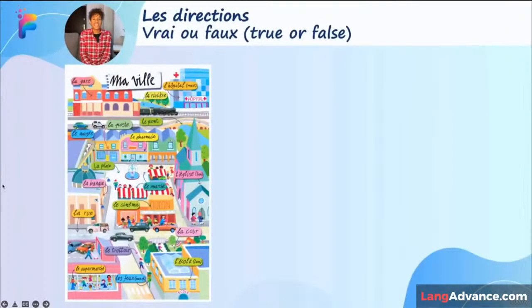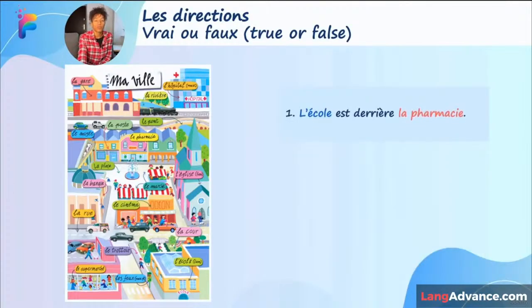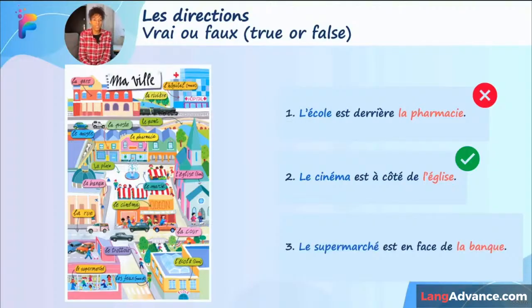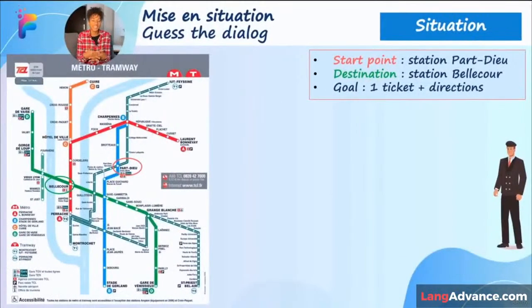Now, a little exercise for you. Vrai ou faux? True or false? We have the map of the city. You need to decide if the following statements are true or false. L'école est derrière la pharmacie. C'est faux. Le cinéma est à côté de l'église. C'est vrai. Le supermarché est en face de la banque. C'est vrai.